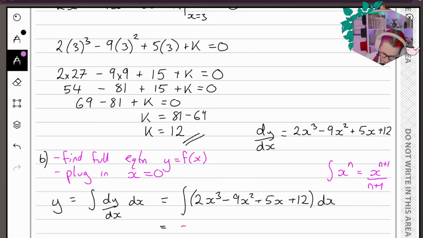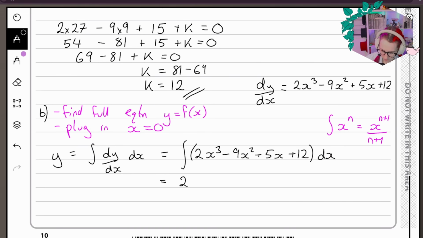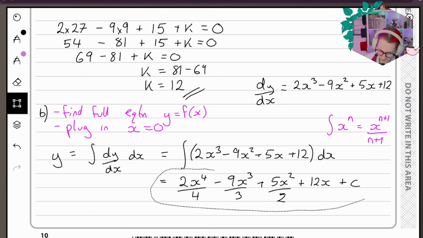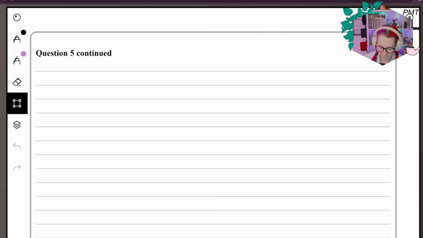With differentiation, you take the power as was and do something with it. In integration, you do something to the power and then take it. So here, 2x cubed goes to 2x to the 4, and then divide by the new power, 4, minus 9x cubed, divide by the new power, plus 5x squared, divide by the new power, and then we get plus 12x. And then because we are integrating without limits, we need a constant of integration. So we get plus c, where c is some unknown number that we're going to solve for in a second. So I'm just going to take this over to the new page to have more space.